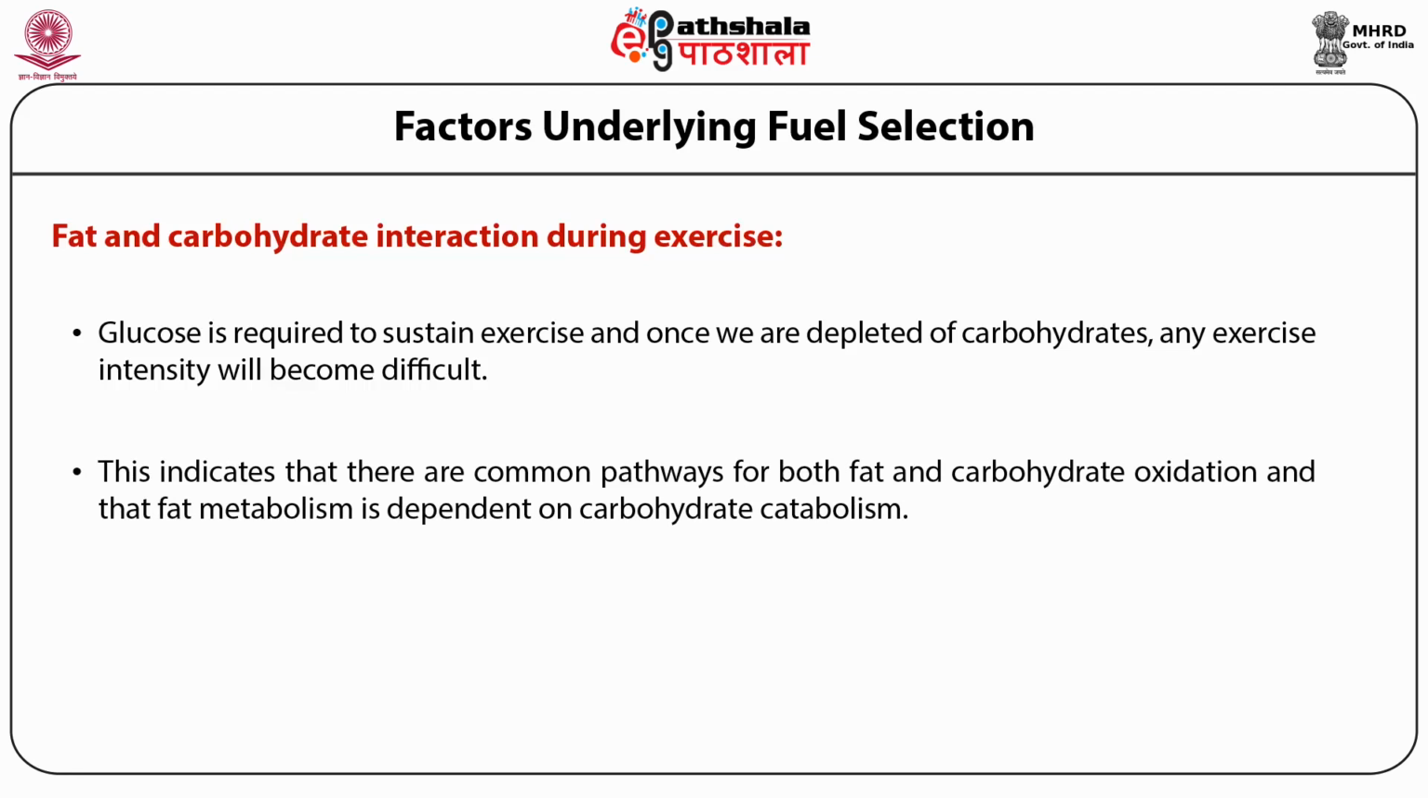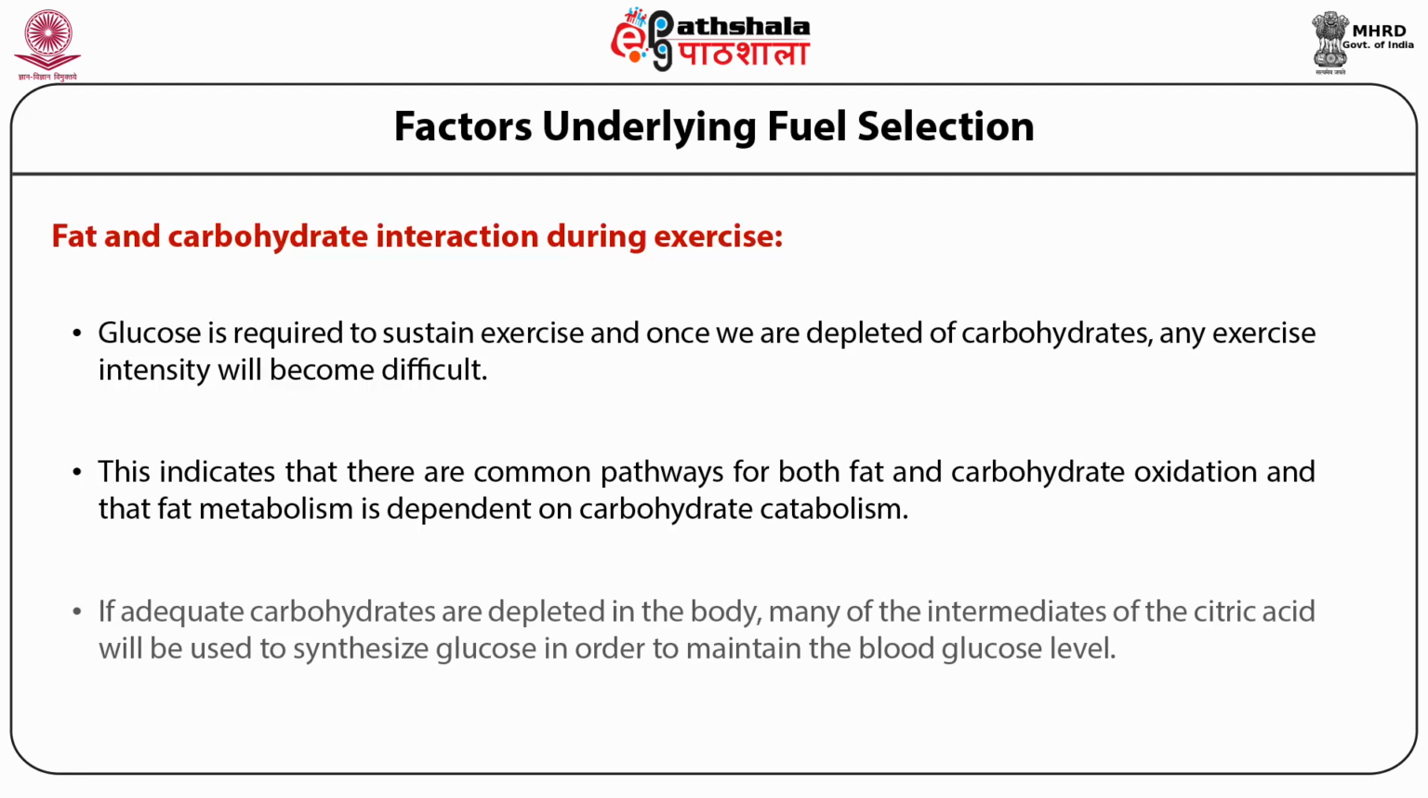This indicates that there are common pathways for both fat and carbohydrate oxidation, and that fat metabolism is dependent on the carbohydrate catabolism. In the citric acid cycle, many of the intermediates are the product of the glucose catabolism. Both carbohydrate and fats are broken down to acetyl coenzyme A. If adequate carbohydrates are depleted in the body, many of the intermediates of the citric acid cycle will be used to synthesize glucose in order to maintain the blood glucose level.